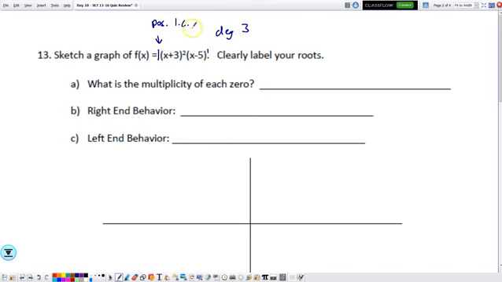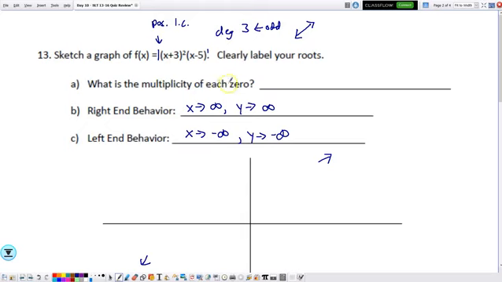Why is this significant? If I have a positive leading coefficient and an odd degree, I know my end behavior models align with a positive slope. So I know that on the right, as x goes to infinity, y goes to infinity. And on the left, as x goes to negative infinity, y goes to negative infinity. That is going to help me. I'm just going to throw these arrows up here on my graph. That's going to help me determine the shape of my curve.